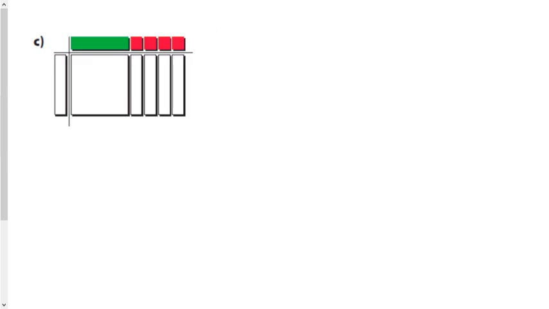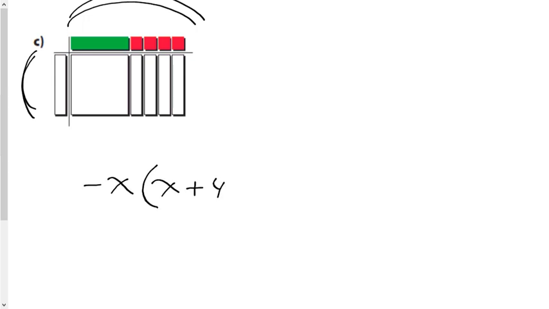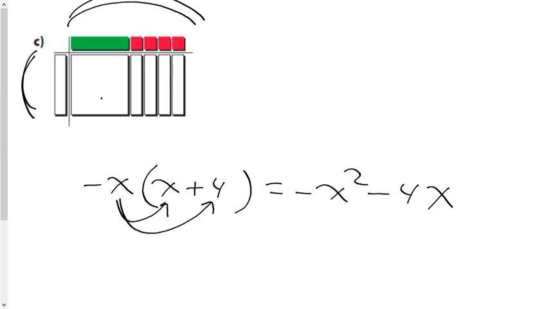And finally, C, monomial, binomial, width, length, doesn't matter. Negative x is my monomial, multiplied by x plus 4 as my binomial. Negative x squared is part of the area, minus 4x is the solution, or what I would have gotten if I expanded using distributive property.